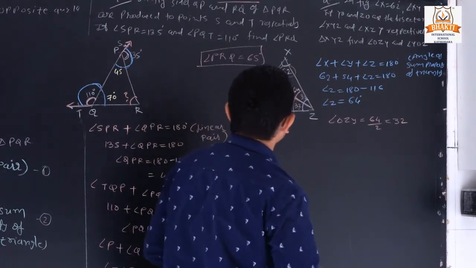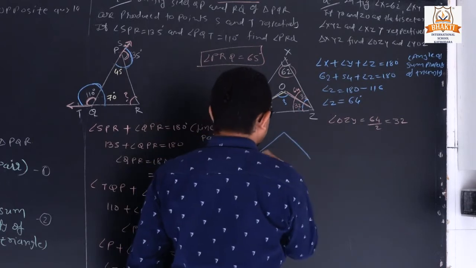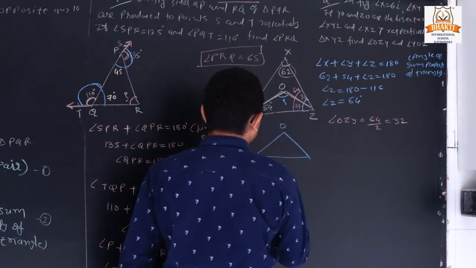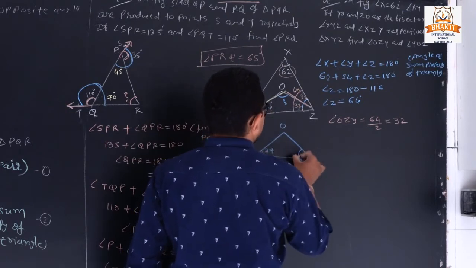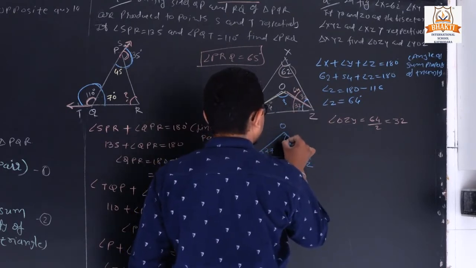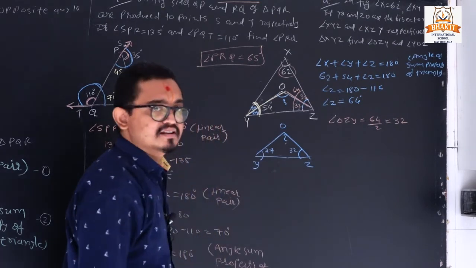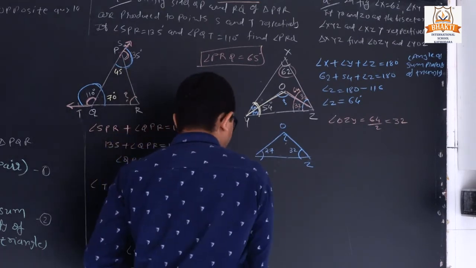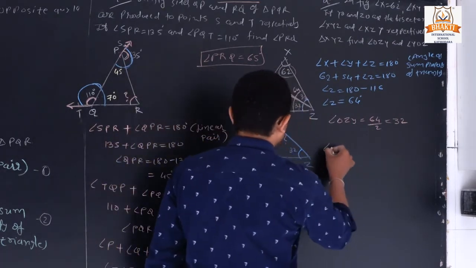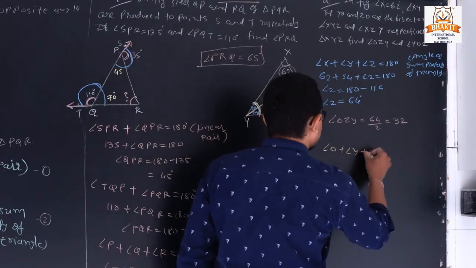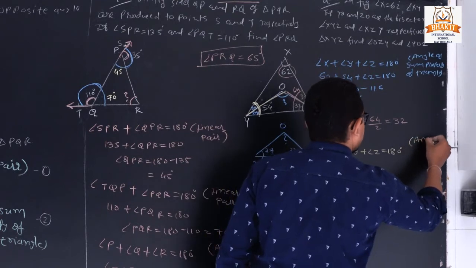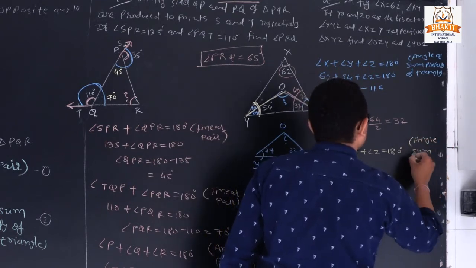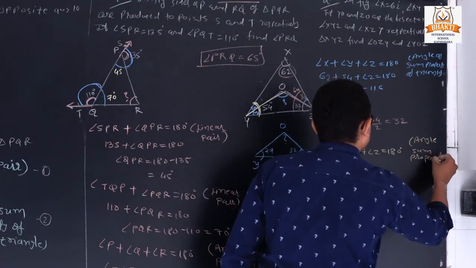Now next, once again we have a small triangle, O, Y and Z. It is given, it is 27 and this is 32, so we need to find our third angle. So once again here we are applying the same rule, angle O plus angle Y plus angle Z is equal to 180 degrees, and the same reason, angle sum property of a triangle.